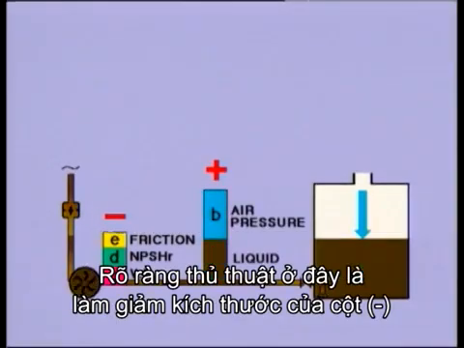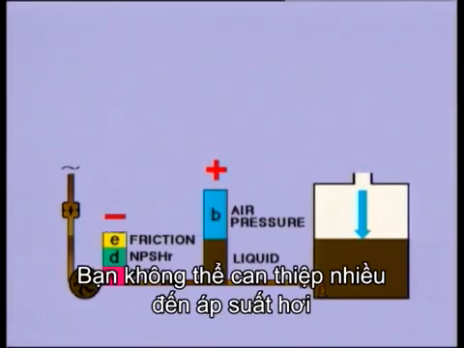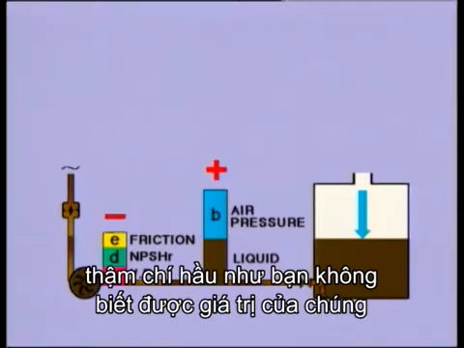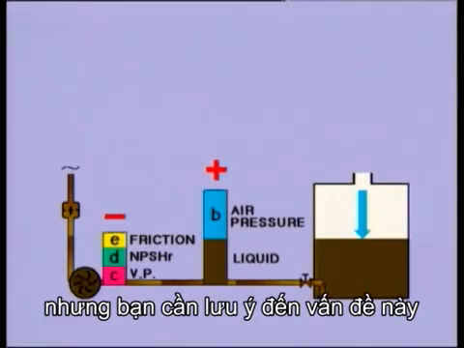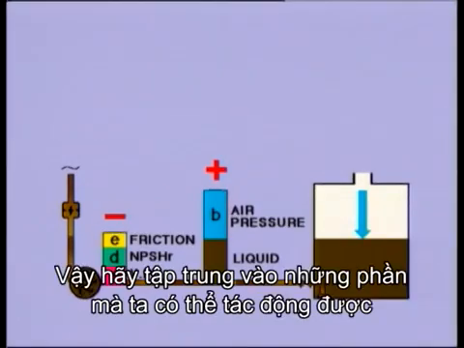Obviously, the trick is to reduce the size of the negative column. You can't do much about the vapour pressure. Most of the time you don't even know its value, but you should be aware of the problem. Let's concentrate on the parts we can manipulate.